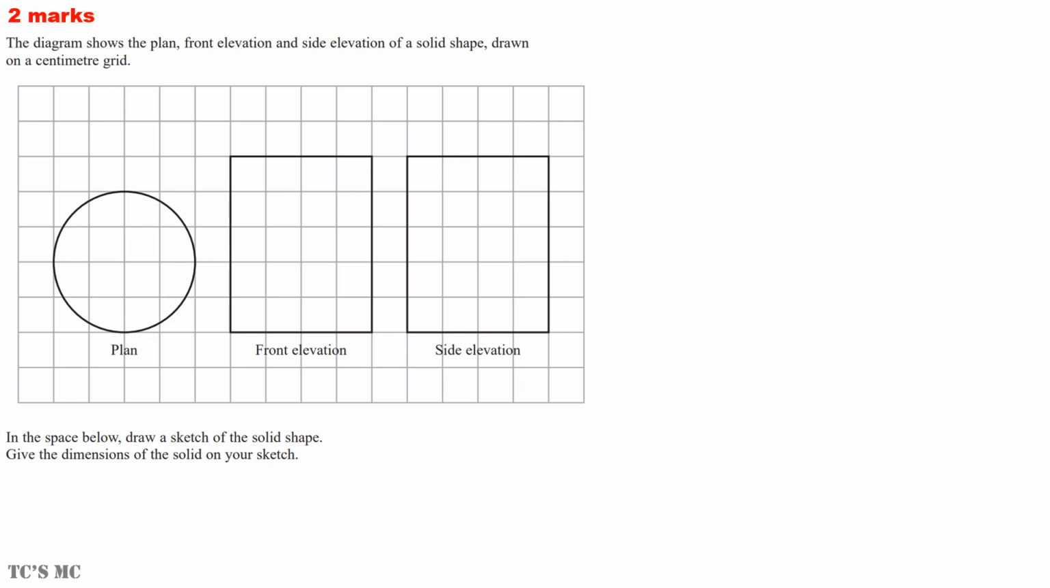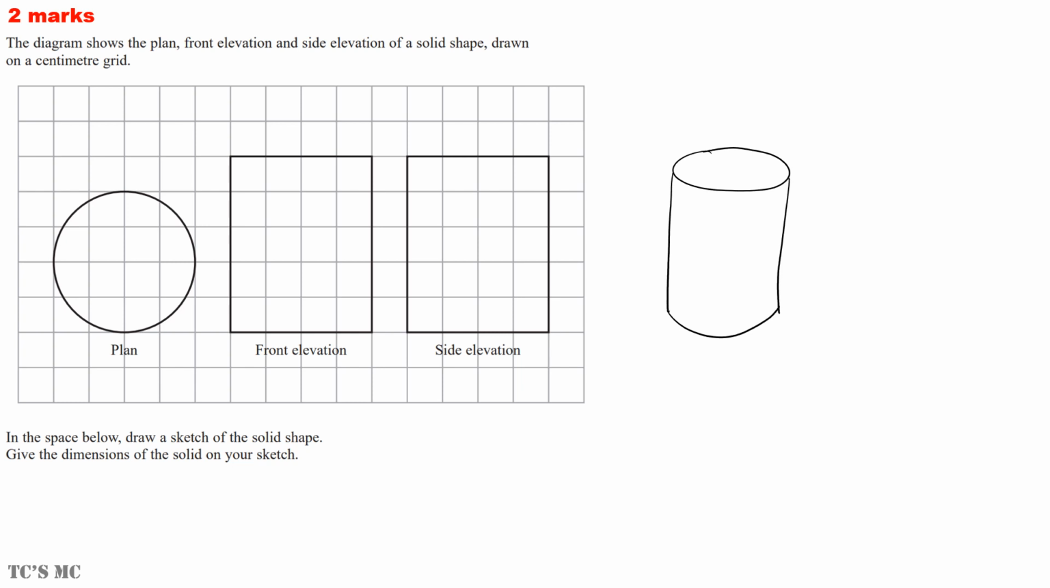The diagram shows the plan, front elevation and side elevation of a solid shape drawn on a centimetre grid. So we've got a circle if you look from the plan, so that's like a bird's eye view. And then if you look directly from the front, that's a rectangle, and from the side, it's the same rectangle. So we should understand from this that it's a cylinder. So we get a mark for drawing a cylinder.